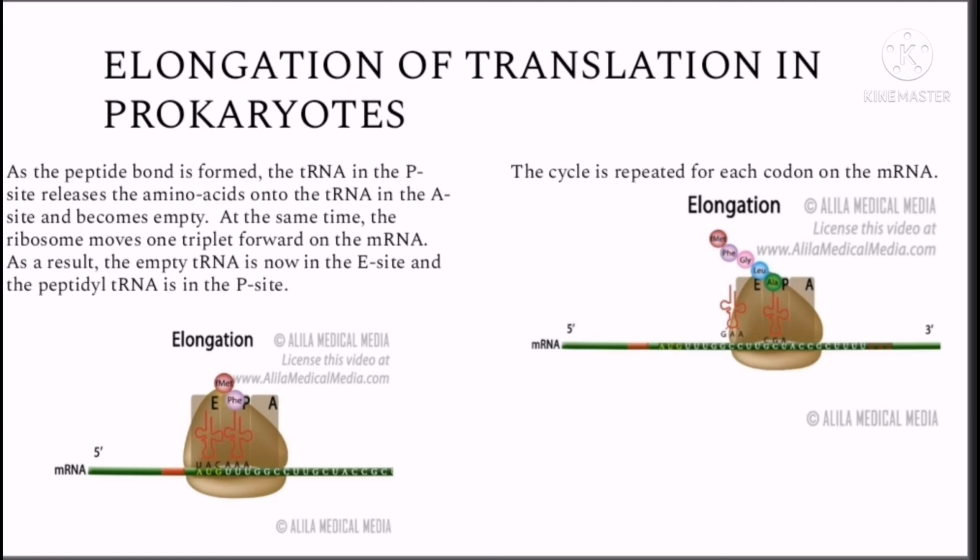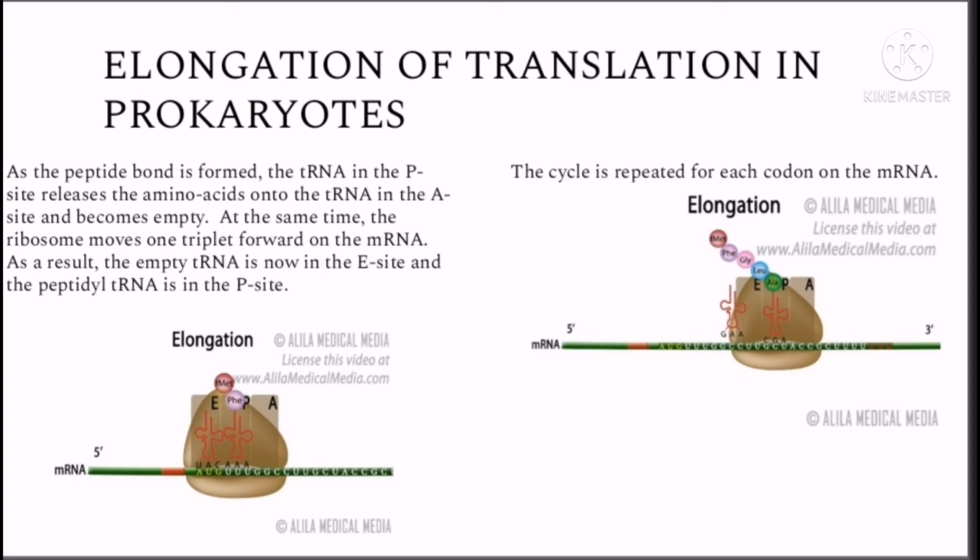At the same time, the ribosome moves one triplet forward in the mRNA. As a result, the empty tRNA is now in the E site and the peptidyl tRNA is in the P site. As you can see in the picture, the E site and the P site are occupied and the A site is now empty. So the question is, how is it empty? In the last picture, only the P site and the A site were occupied.